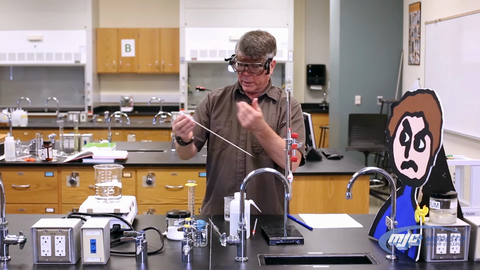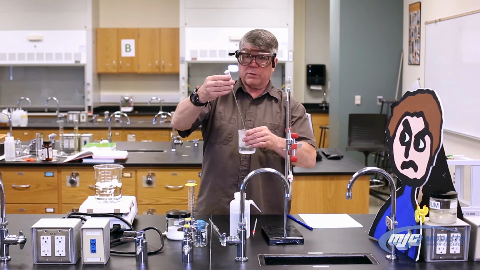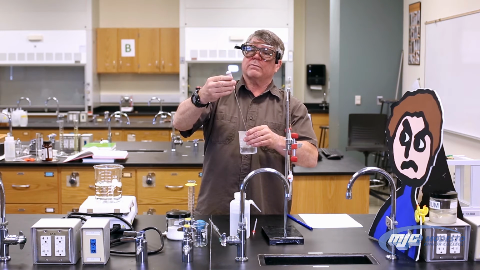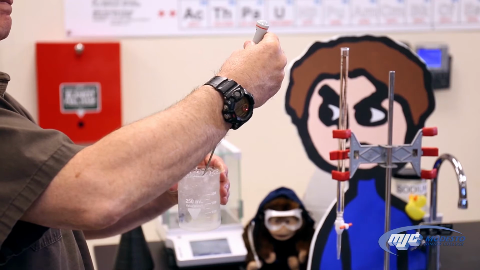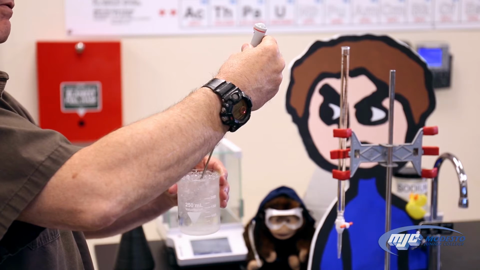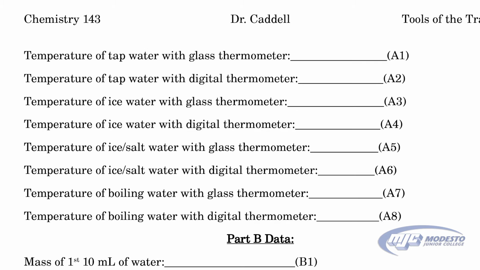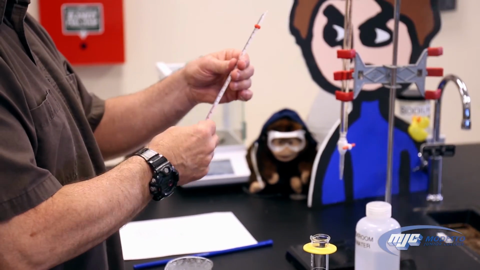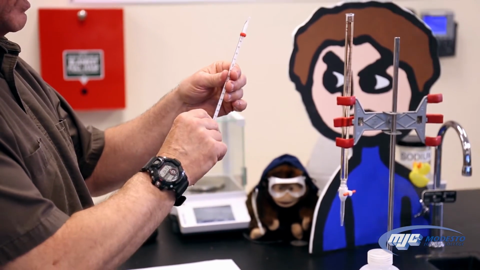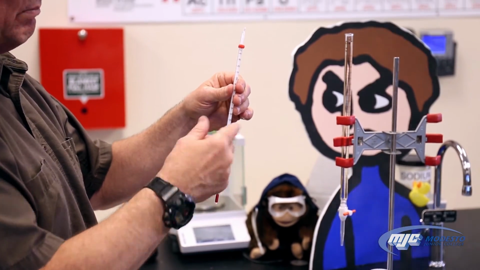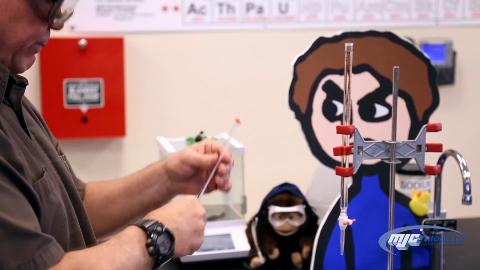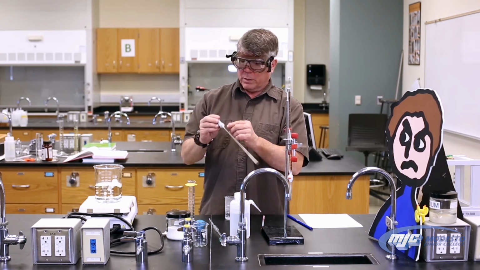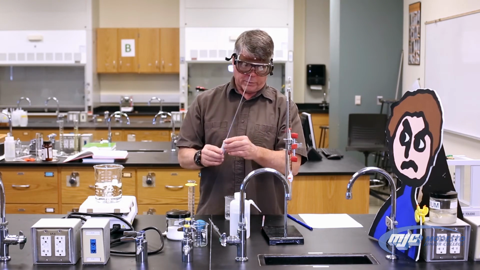Digital thermometer, holding on the plastic portion in the middle. Give it a chance to come down there. And record that. That's going to be your A6. Now, real quick, the glass thermometer has negative readings on here, so anything below 0 goes down by 1 degree Celsius and it's negative. The digital one has a negative sign in front when it's negative.